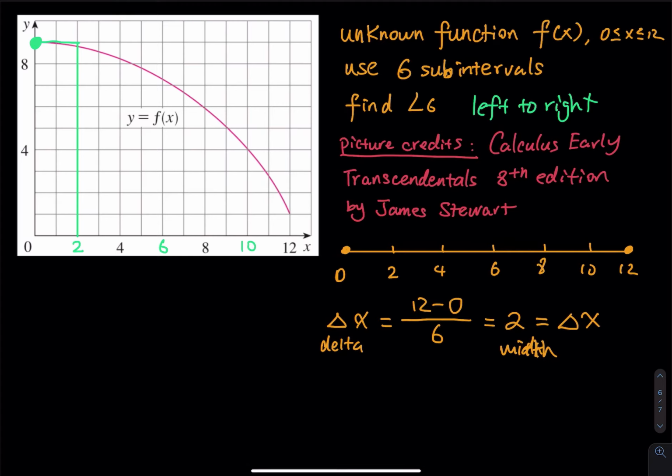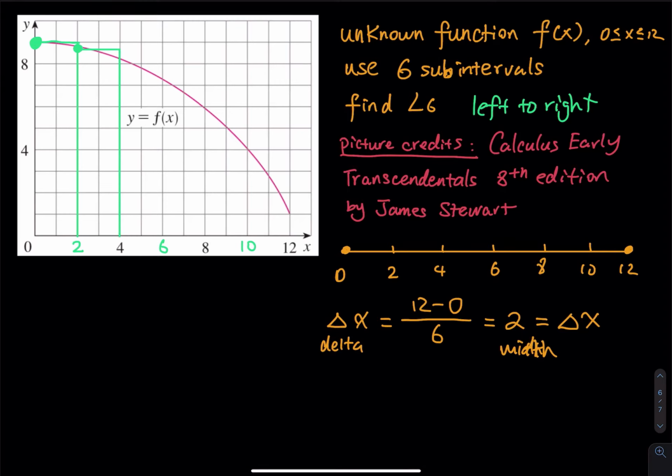And then at x equals 4, we have a point on the curve. Again, a point on the curve, not on a random position. Oh, sorry. When x is equal to 2, not 4, not yet. When x is equal to 2, this is a point on the curve. Then we draw a line from left to right, and we line up with the 4. So that is my second rectangle.